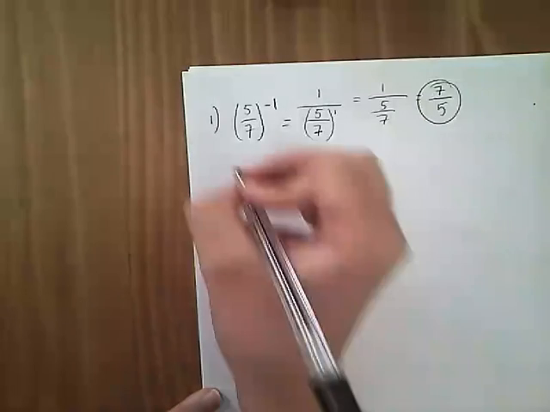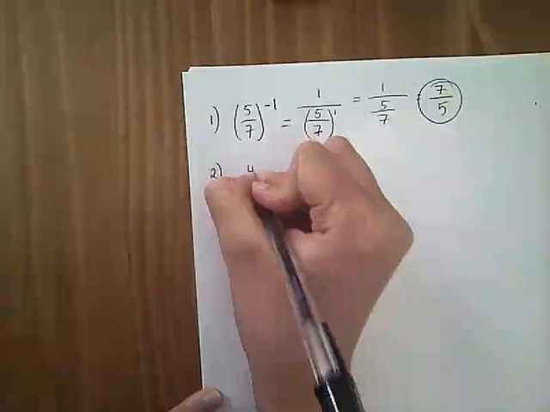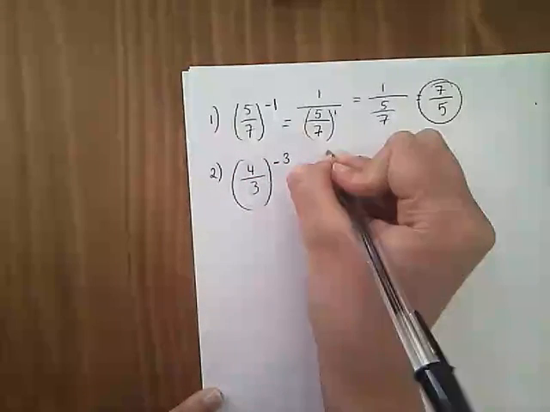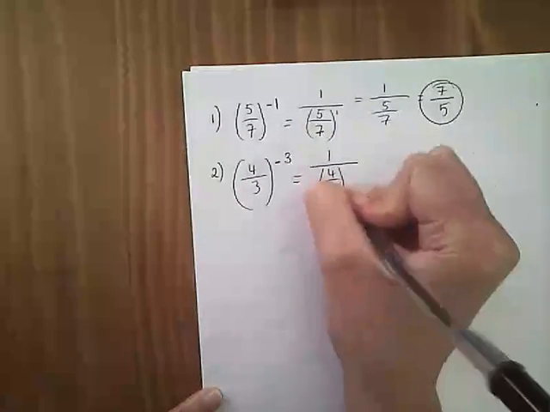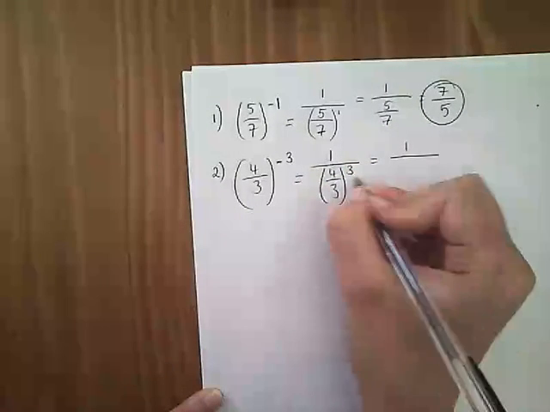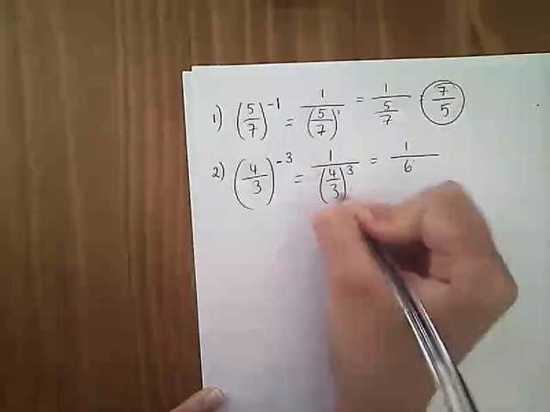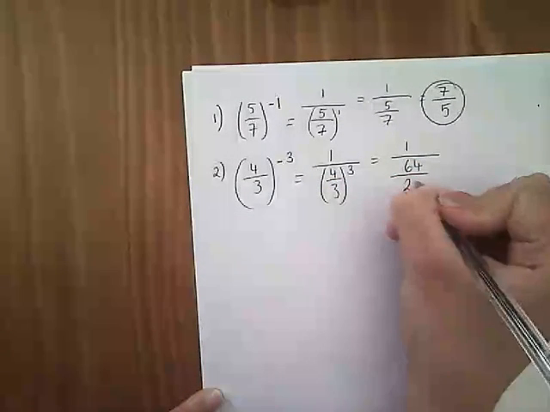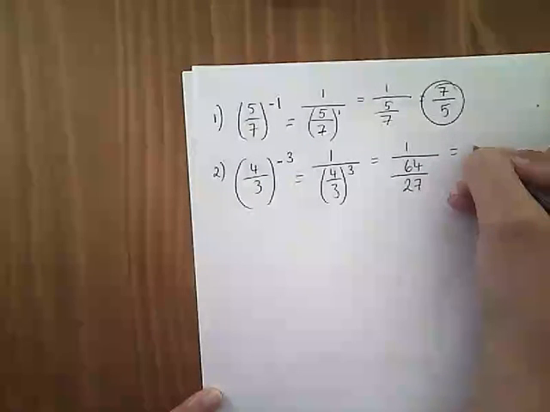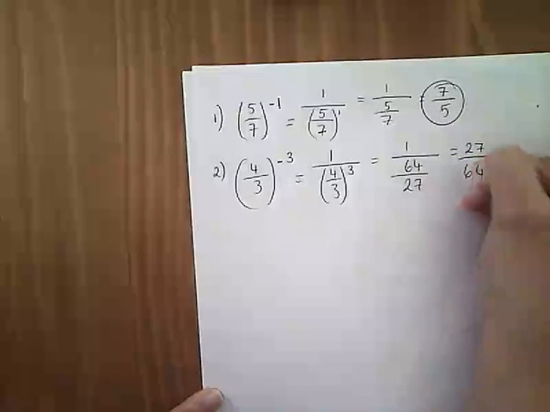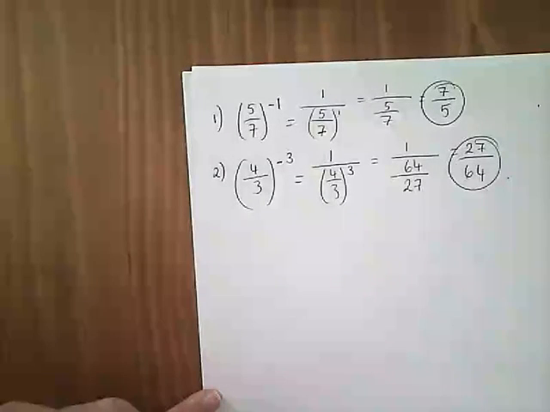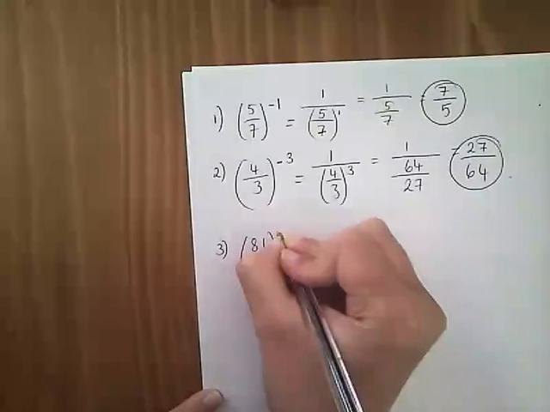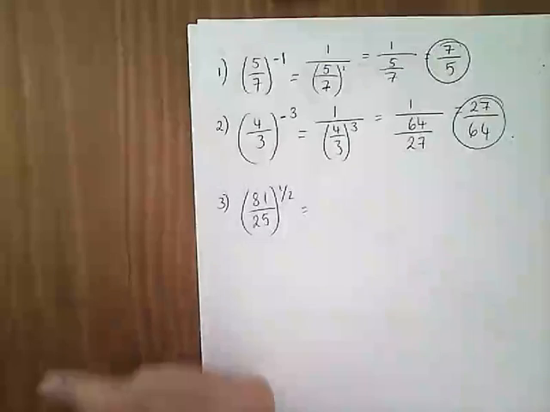Okay, right, so number 2, what happens if we had 4 over 3 to the power of minus 3? So it would be 1 over 4 over 3 cubed. 4 cubed is 64. Oh yeah, when you cube a fraction, you just cube the top, cube the bottom. So 4 cubed is 64, 3 cubed is 27, 1 over 64 over 27, you flip the fraction upside down, 27 over 64.